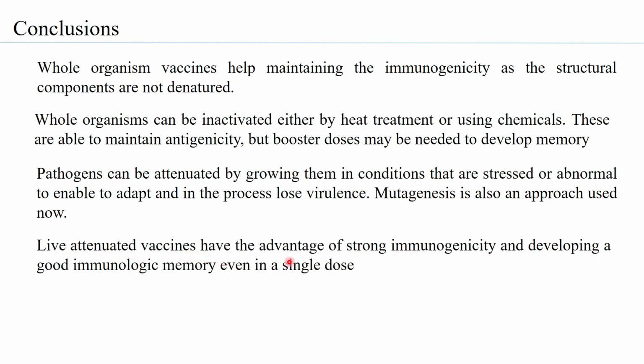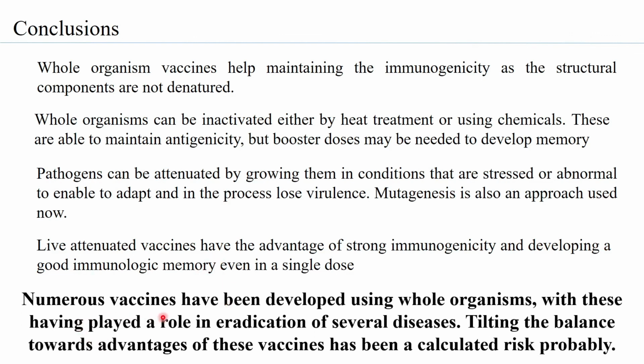Live attenuated vaccines have the advantage of strong immunogenicity as well as developing a good immunological memory, even in a single dose. That is something that is very important. So, numerous vaccines have been developed using whole organisms, with these vaccines playing a role in eradication of several diseases. Say, for example, smallpox is completely eradicated. Now, tilting the balance towards the advantages of these vaccines has been a calculated risk, probably, but it has worked.